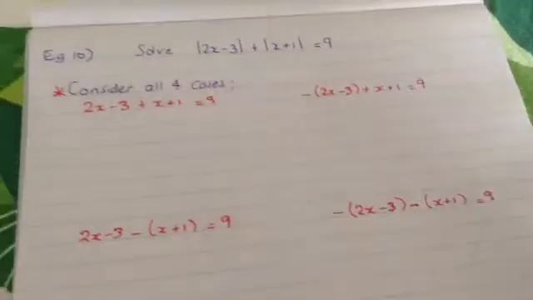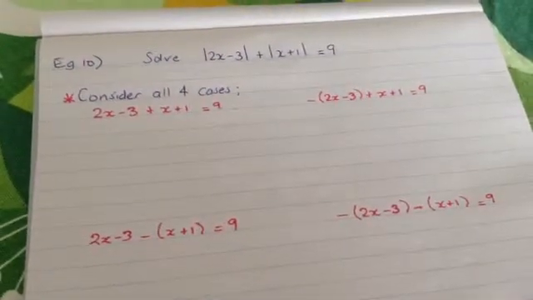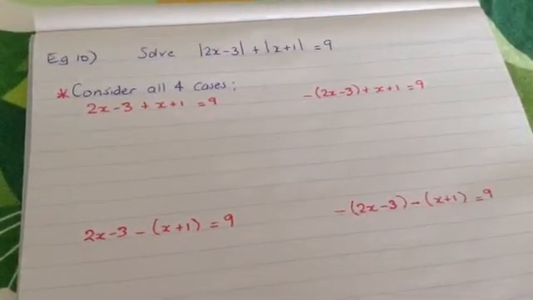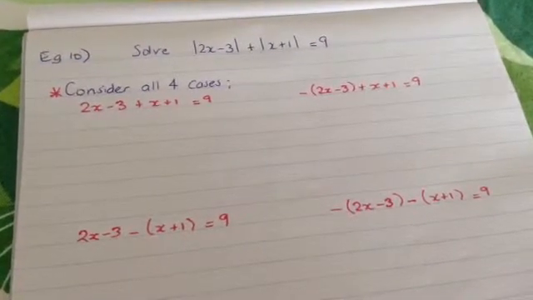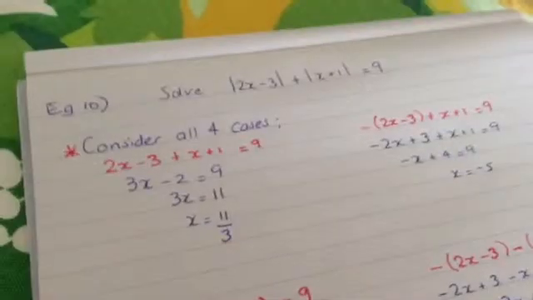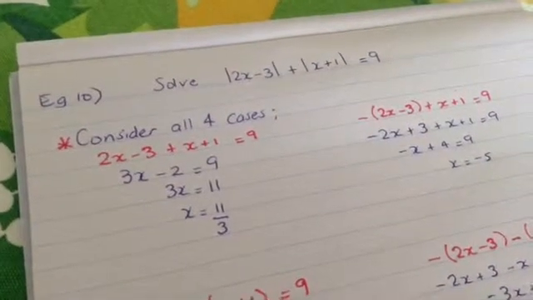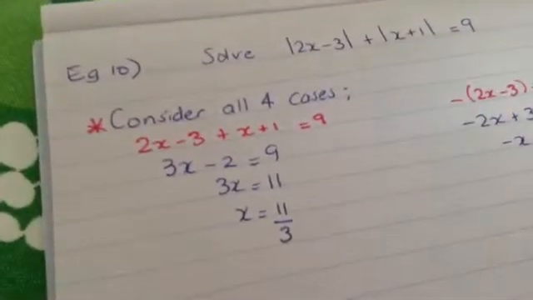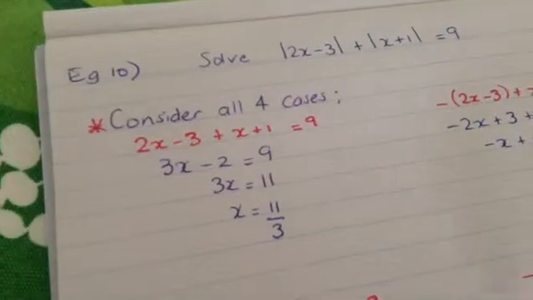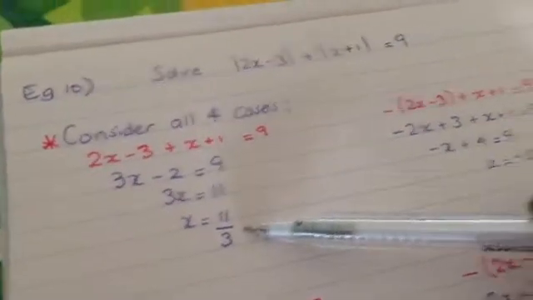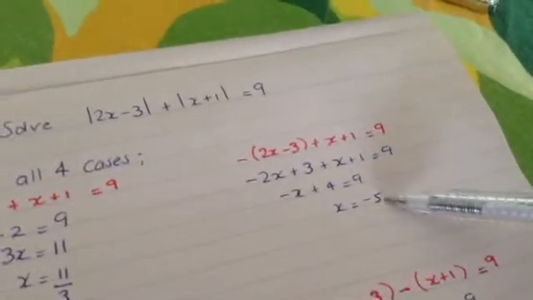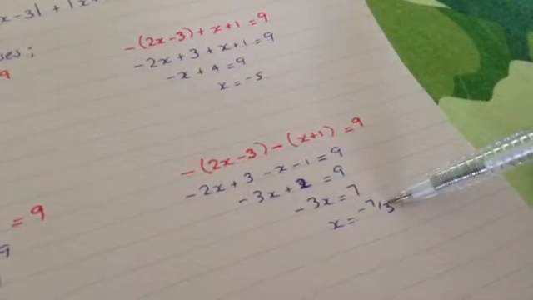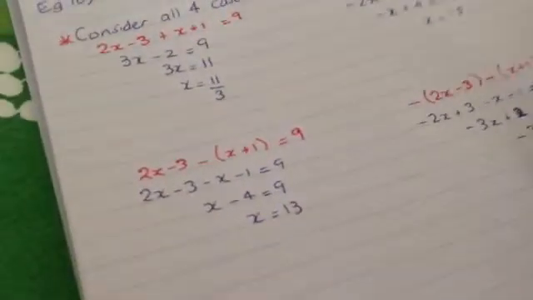Okay? All right, so I'm going to stop here right now and I'm going to solve all of those before we actually go in to check those solutions. Okay, I have solved each one. So in the first case, I got x equals 11 on 3. And then I got x equals minus 5. The second case, the third case, I got x equals 13. And the last case, I got x equals minus 7 on 3. We now have to check each of those solutions by substitution.